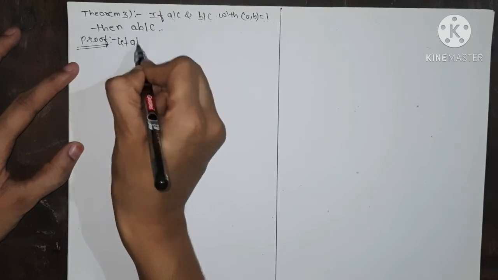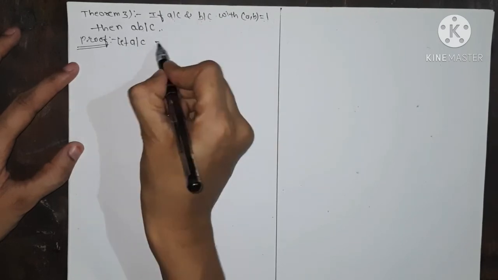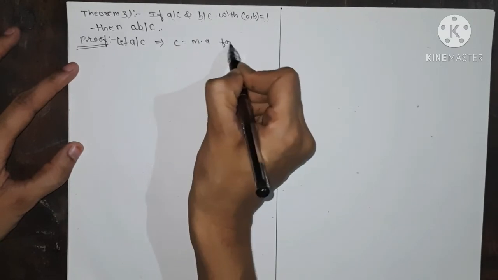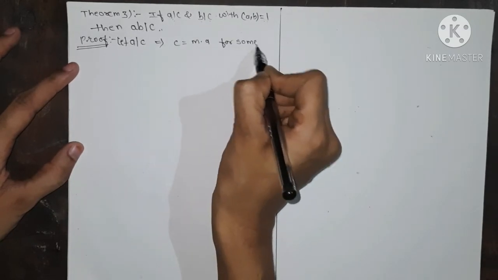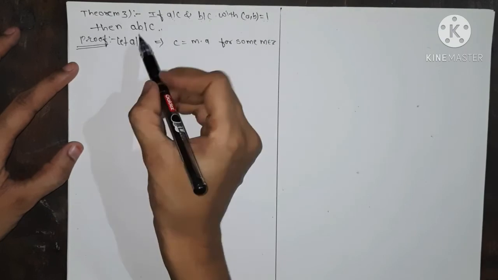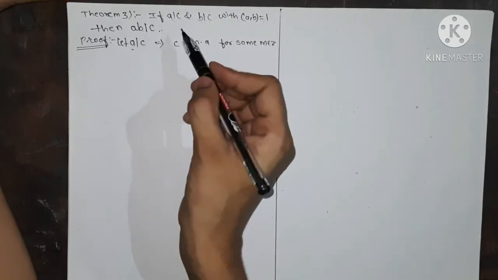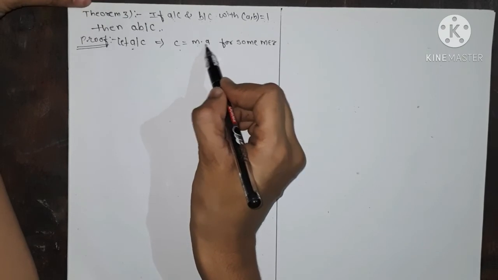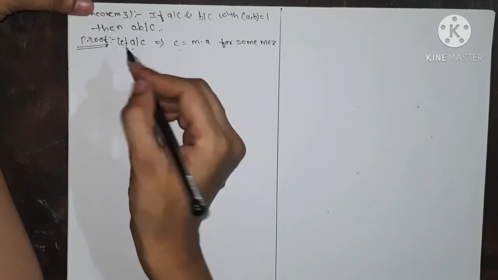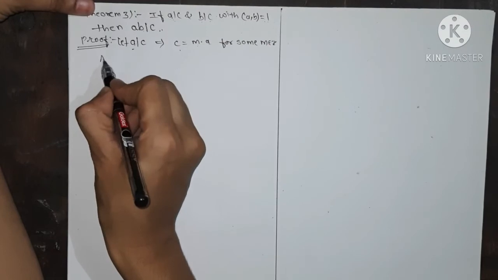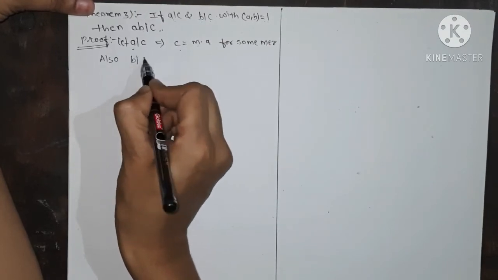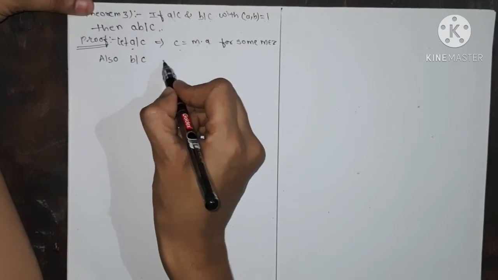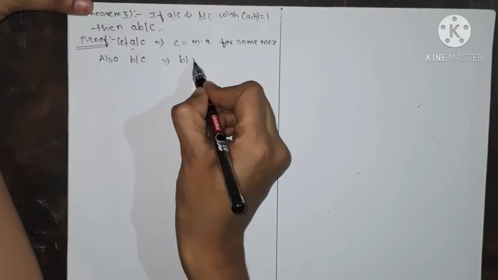Let A divides C. So this implies C is equal to M into A for some M belongs to Z. That is, by the definition of divisibility, C can be written as M, that is an integer, multiplied by A. Also B divides C, so substitute the value of C here. So this implies B divides M into A.